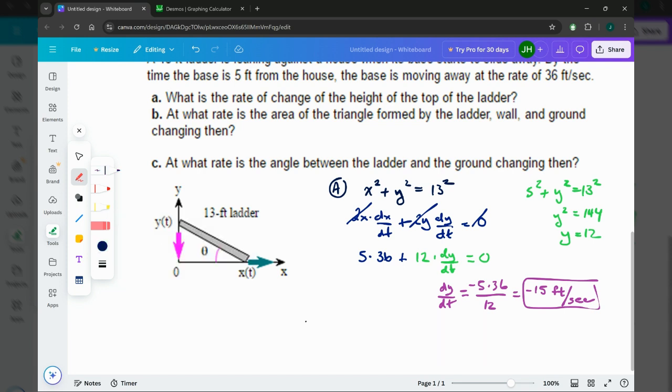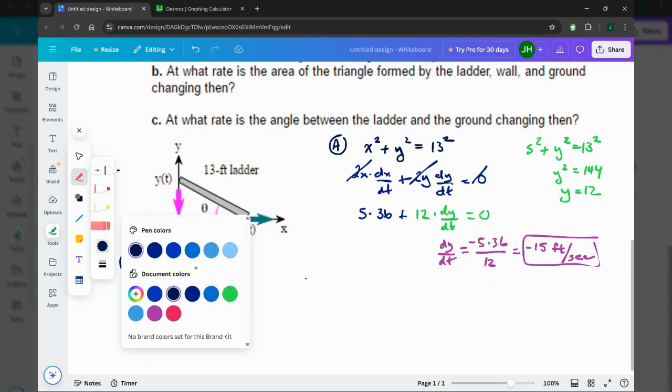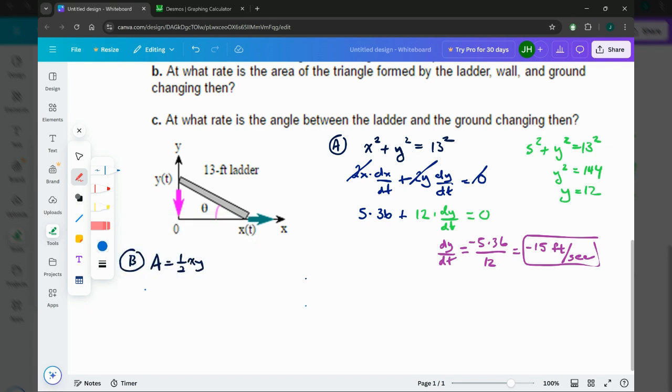Now, part B says, how do I find the rate of change in the area of that triangle that's formed by the ladder and the ground and the wall? Well, the area of that would be 1/2 x times y. This is part B. It's 1/2 the base, which is x, times the height, which is y. Well, let's take the derivative of this. The derivative of this would be dA/dt. That's the rate of change in the area. And I'm going to have to do a product rule. The derivative of 1/2 x would be 1/2 dx/dt times y plus 1/2 x times dy/dt.